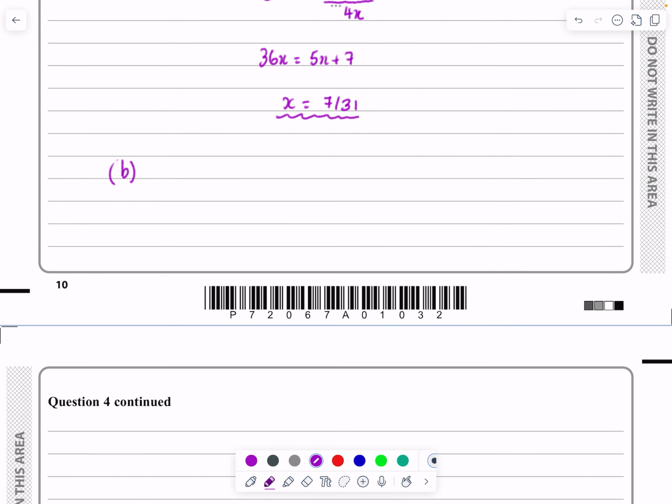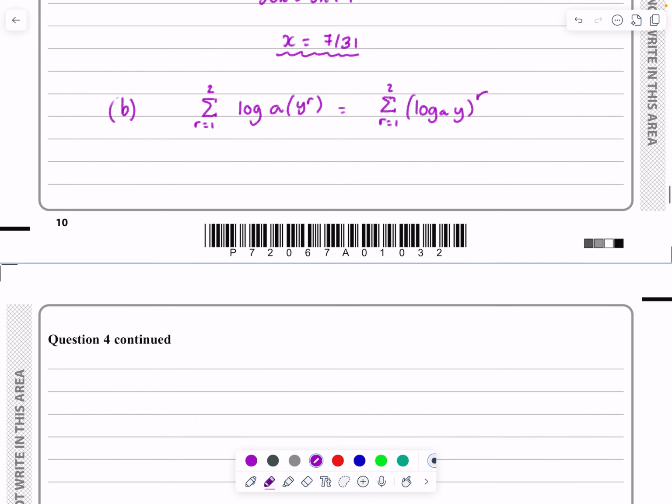So it said that we've got the sum between r equals 1 to 2 of log a y to the r is the same as the sum from r equals 1 to 2 of (log a y) all to the power of r. Okay, well, let's just do this. Do we remember the sigma notation? What this means, so let's just have a look at it.